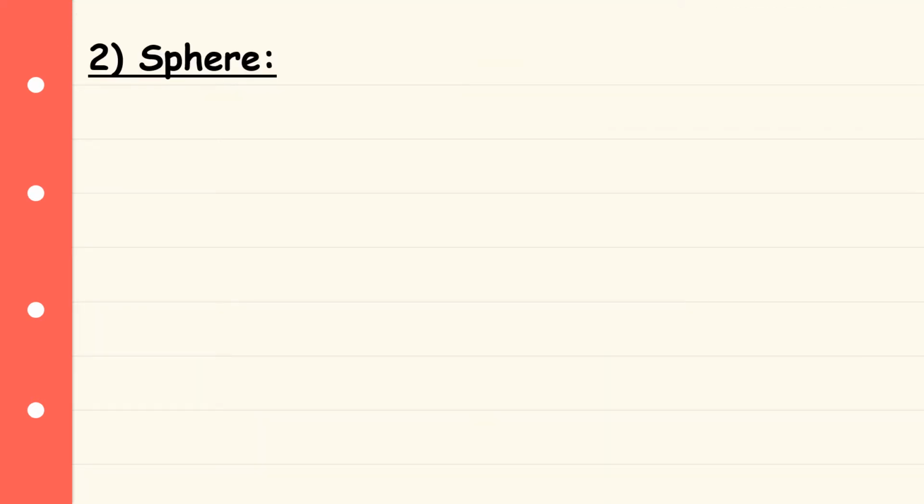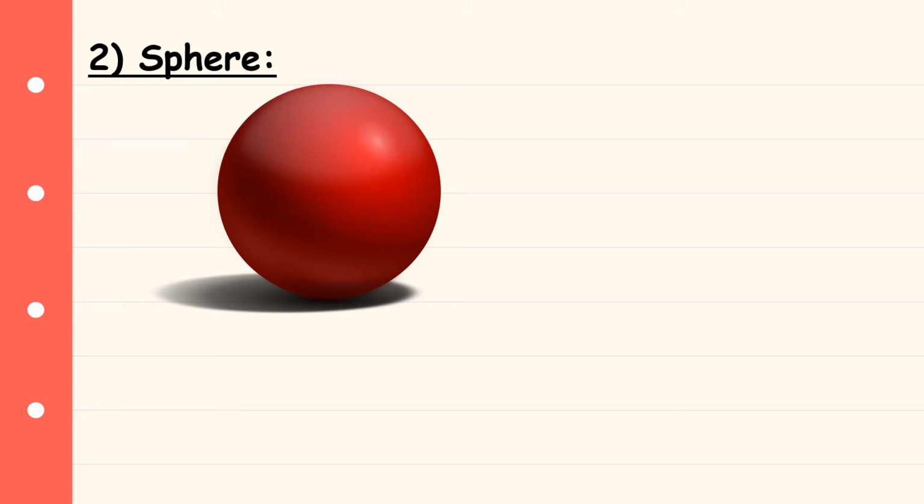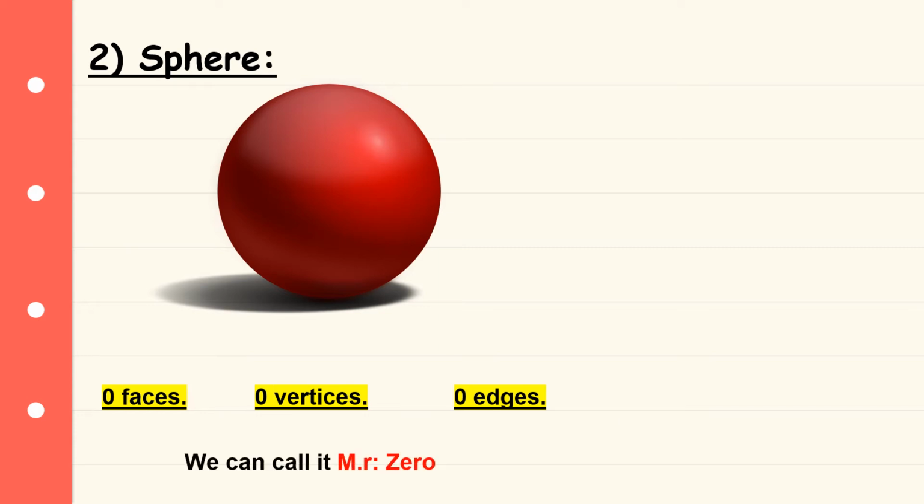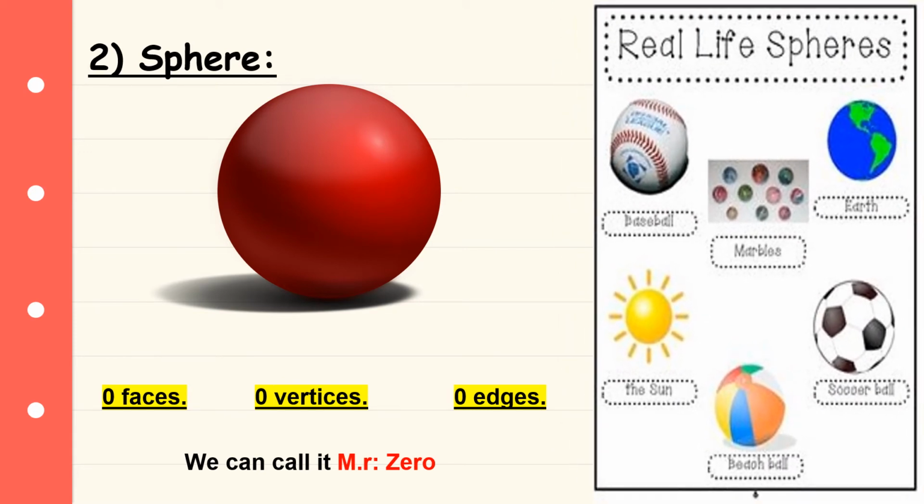Second shape in 3D shapes is called sphere. How many faces in the sphere? Let's think. 0 faces. And how many vertices? 0 vertices also. And how many edges? It will be 0 edges. So we will call it also Mr. Zero. We can find shapes like sphere in our real life, like sun and different kinds of balls.